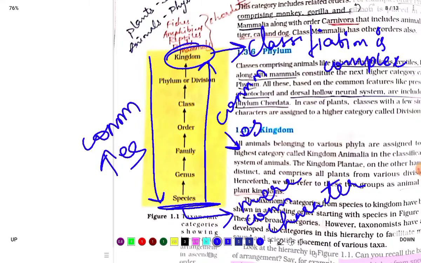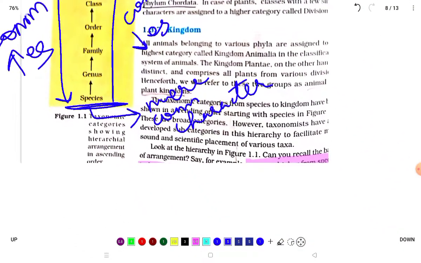You can make a note of all these things. Mainly, what you have to note is in which direction the common characters increase or decrease, and where the classification becomes complex. That is, when the common characters decrease, the classification becomes complex. As we move from lower to higher taxa, the common characters decrease, so the classification becomes complex. This you have to note.